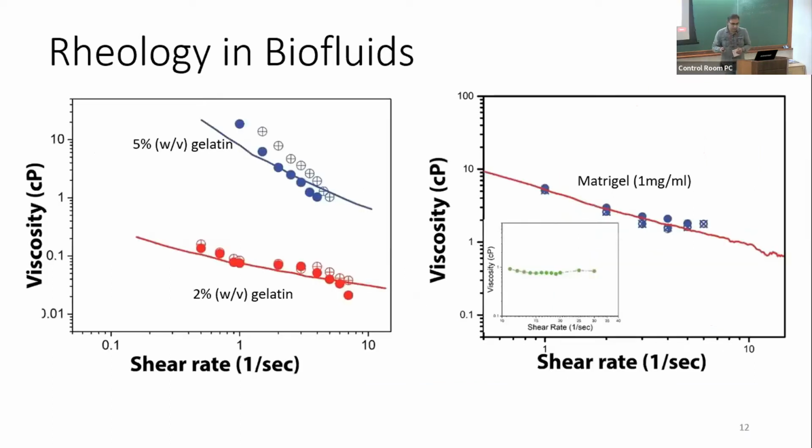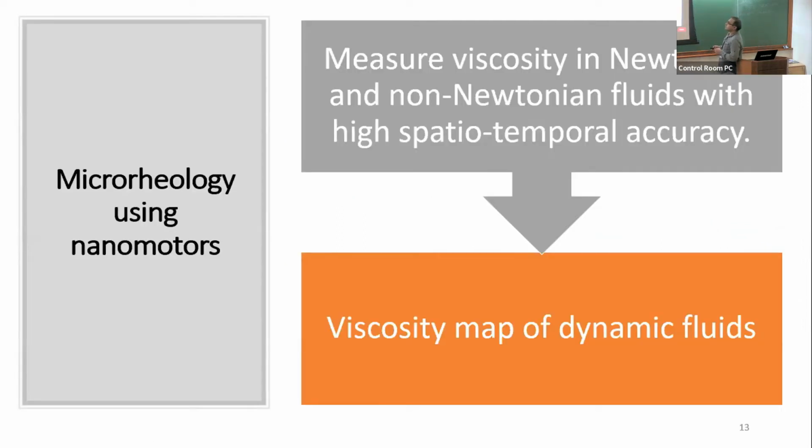So with all this, the reason for doing all this physics is because we wanted to apply it to biofluids, and we chose two important biofluids. One of them is gelatin, the other one is Matrigel, and you can see that shear thinning property can be seen from Matrigel. And this is where I'll go to the next point, which is we use Matrigel and cancer cells. So this is the takeaway from this part of the talk, that you can measure non-Newtonian and Newtonian properties with high spatiotemporal accuracy.